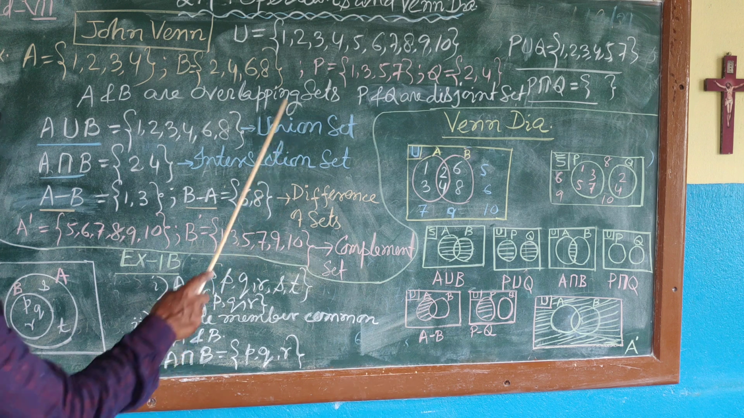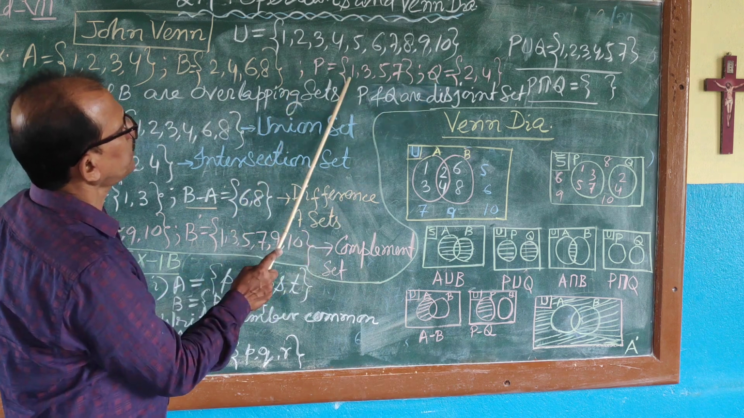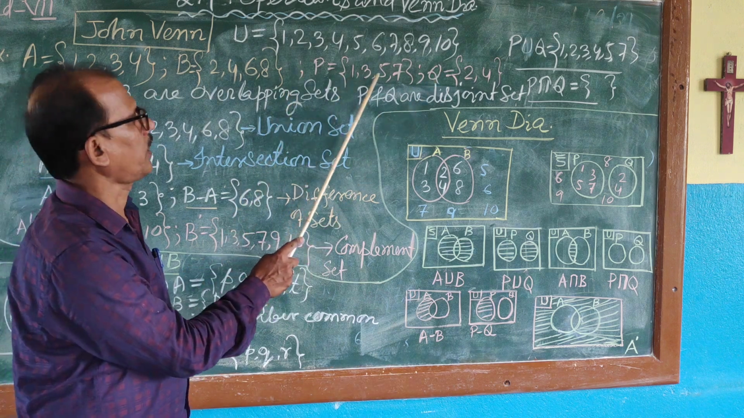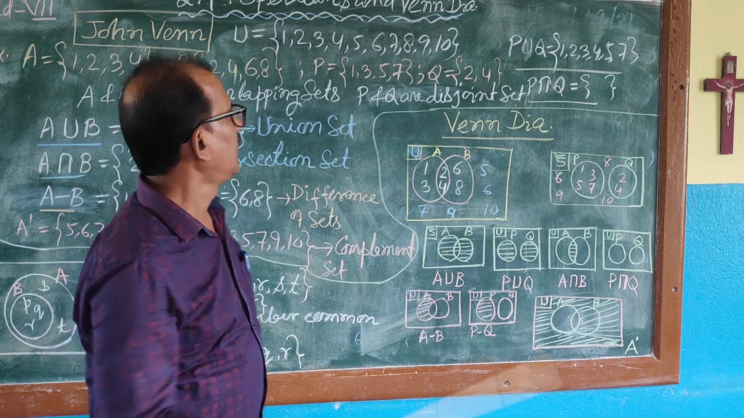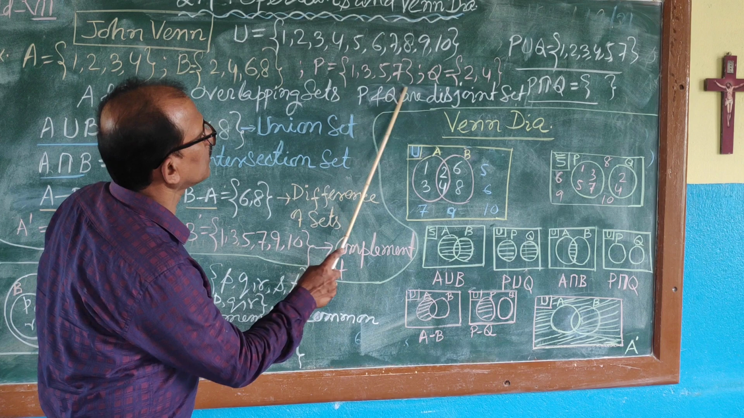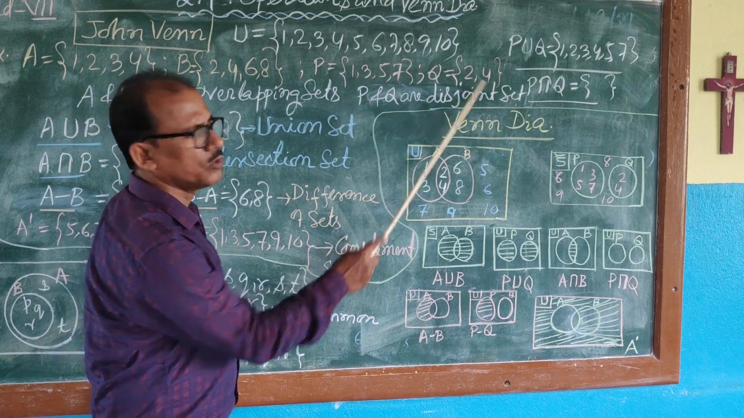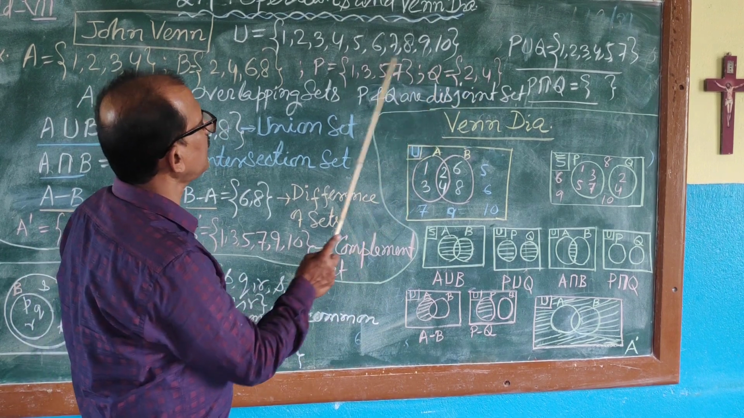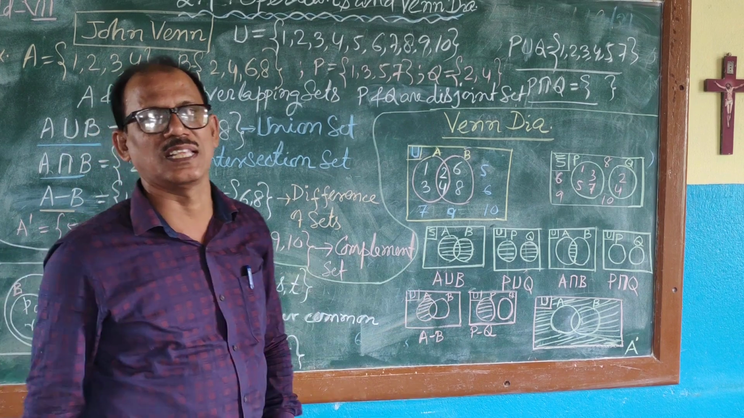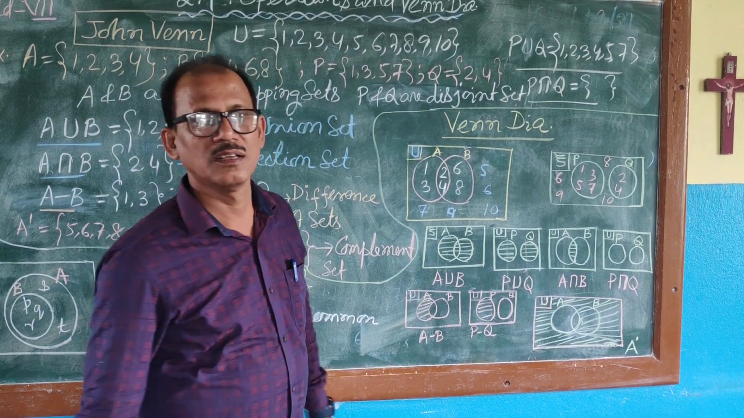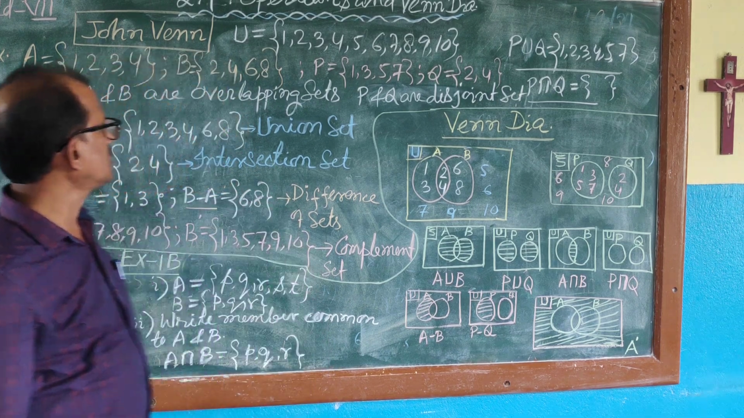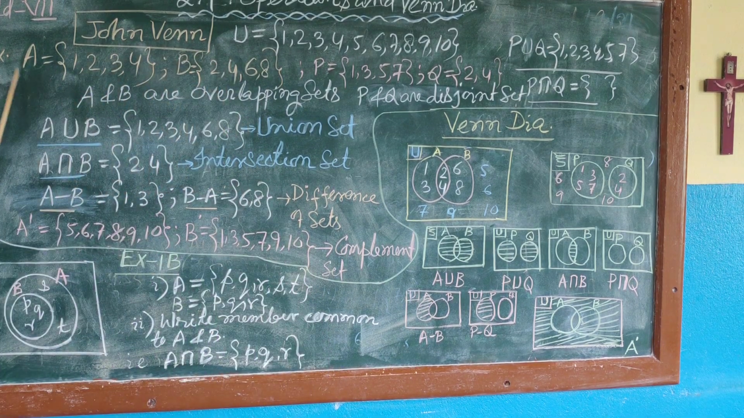Understood? Whereas P and Q, you see, P has the elements 1, 3, 5 and 7, and Q has the elements 2 and 4. Is there any element of P common with Q? No. That is why P and Q are disjoint sets. They are separated sets. They are called disjoint sets. Now, children, find A and B. With A and B, what sets can be created?